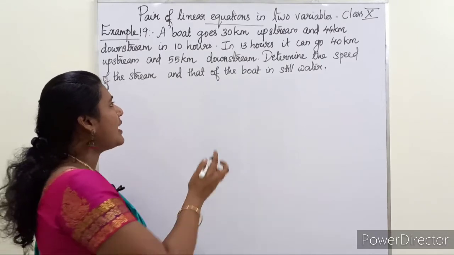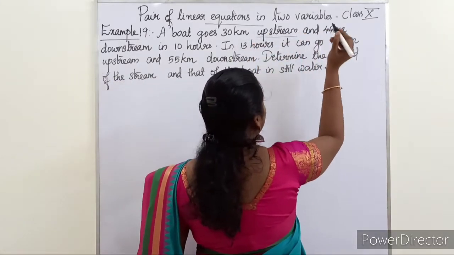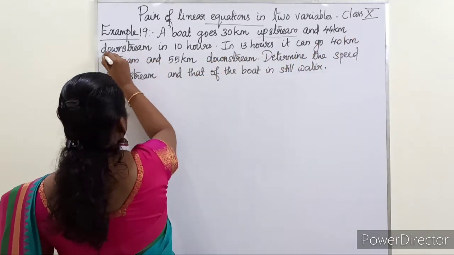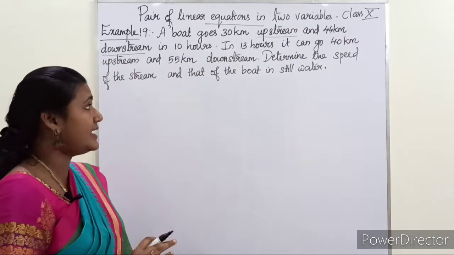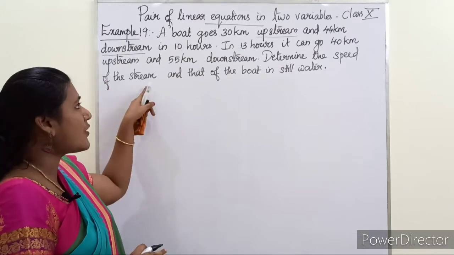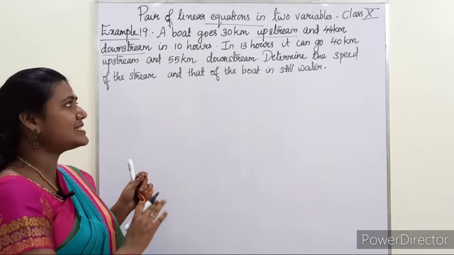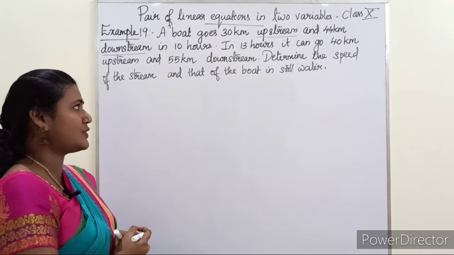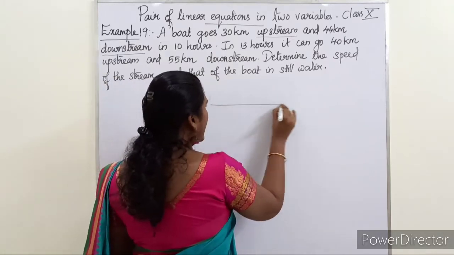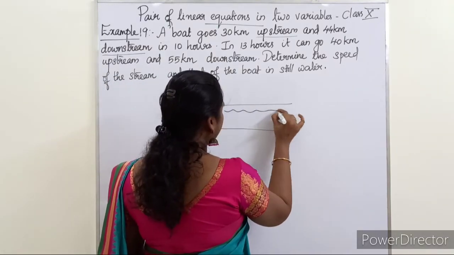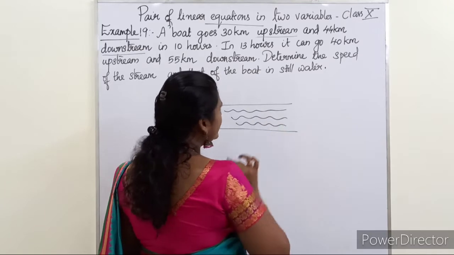Here you have to understand two important concepts, that is upstream and downstream. If you know this concept clearly, then only you can do sums on these types of questions. This is boat and stream questions actually. So suppose we have a stream. What do you mean by stream? It is the flow of water.